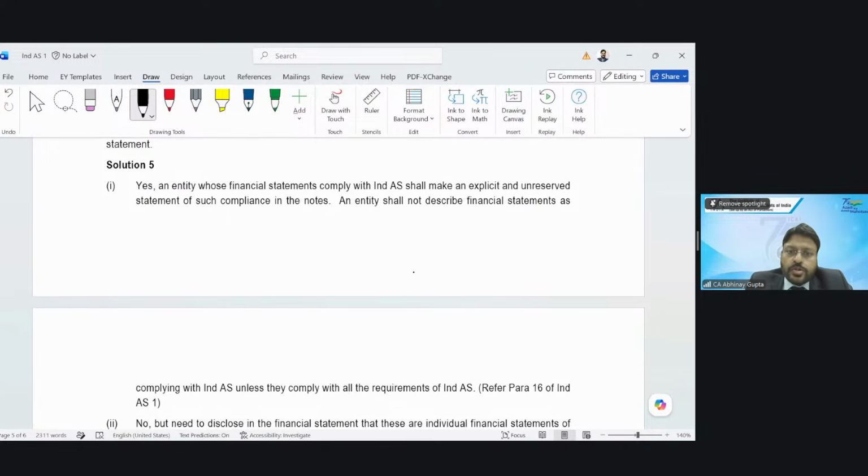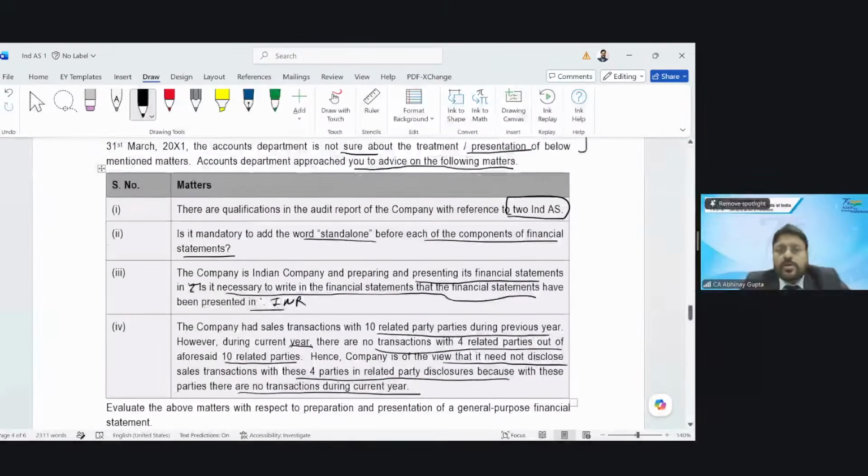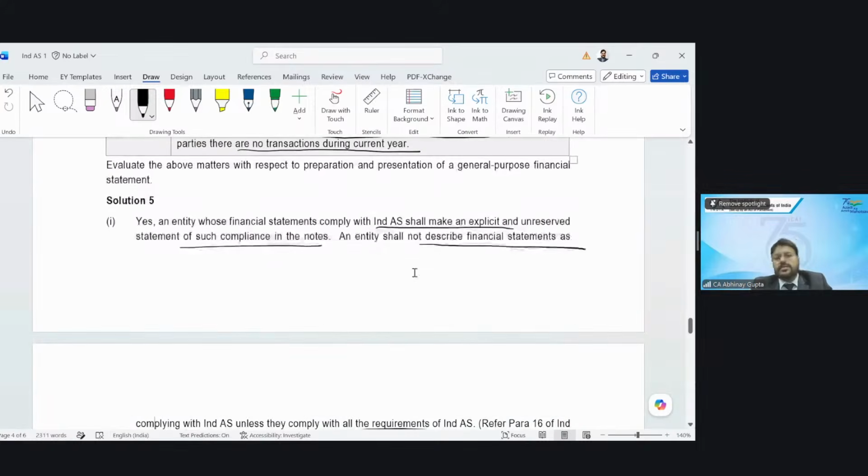So, an entity whose financial statements comply with Ind AS shall make an explicit and unreserved statement of such compliance in the notes. An entity shall not describe the financial statements as complying with Ind AS unless they comply with all the requirements of the Ind AS. Right. So, this is the requirement from para 16 of Ind AS 1. Now, the question was: because the auditors are qualifying in their audit report that the company's financial statements are not in compliance with 2 Ind ASs, do we still need to make this explicit and unreserved statement in our financial statements? The answer is yes.